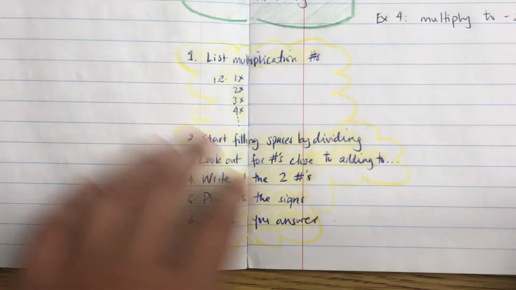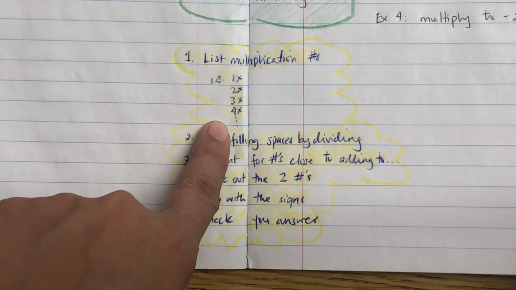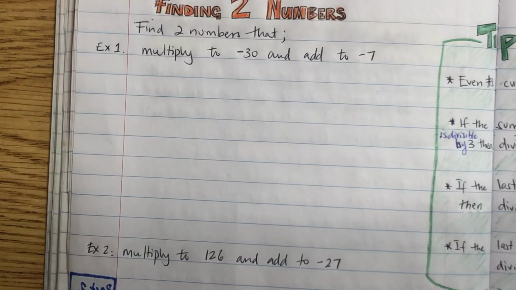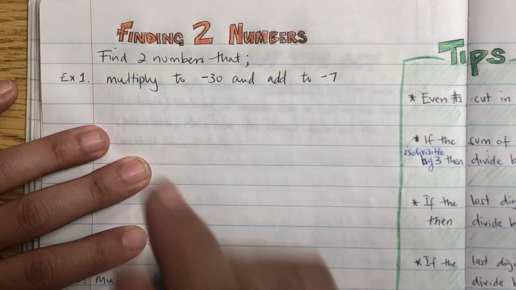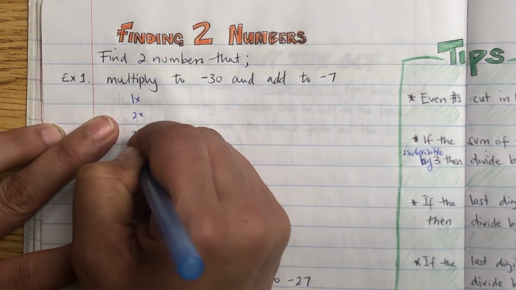Alright, so the first thing says list the multiplication numbers. In other words, do 1 times, 2 times, 3 times, 4 times. So we're going to go ahead and do that. I never know what the answer is, so I'm just going to list a few out.